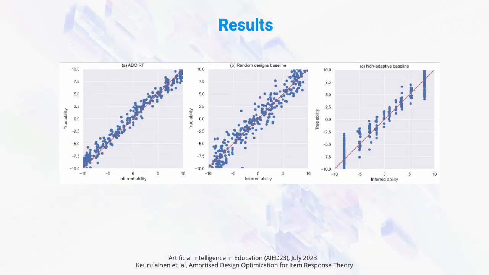We compare our method against random designs and against optimized non-adaptive design strategy. The left panel shows the true student ability against inferred ability. The middle panel shows the ability for random designs and the right panel for non-adaptive optimized designs. The results show that our method outperforms non-adaptive and random design strategies.